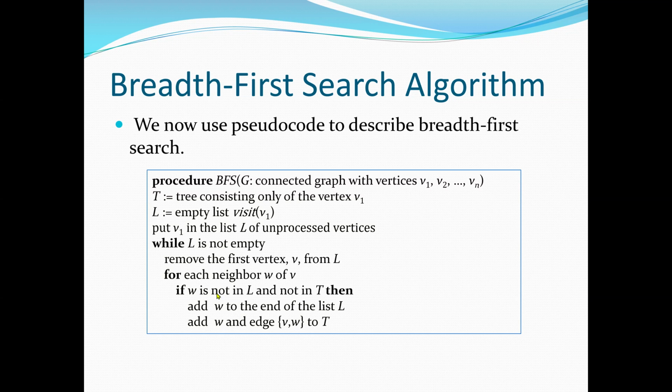If it's not empty, then we remove the first vertex V from L, which means we don't want to visit it again, so we remove it. Now for each neighbor W of V, the vertices that are connected to V that we have not visited, we are going to add them. So if W is not in L and not in T, then add W to the end of the list L and add W and edge VW to T.